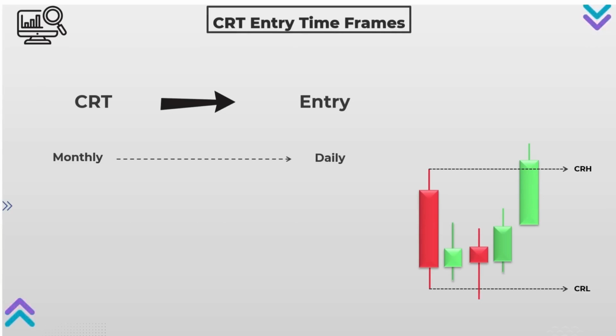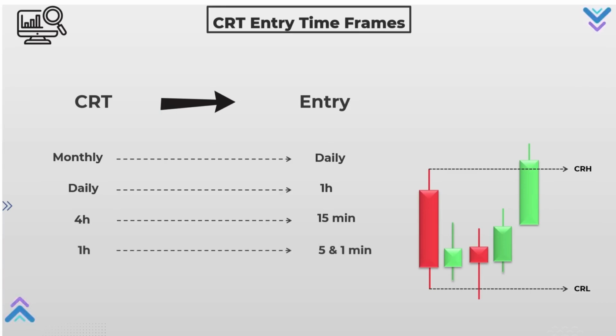For matching your entry time frame with the CRT's time frame, you should consider that, if your identified CRT range is on the monthly time frame, then for entry, you should use the daily time frame. If your CRT comes from the daily chart, you should execute your trade in the 1-hour time frame. If your identified CRT is on the 4-hour time frame, then entries must come from the 15-minute time frame.